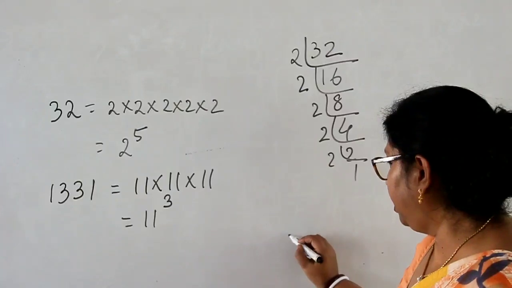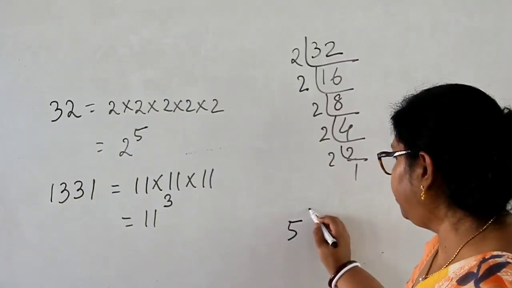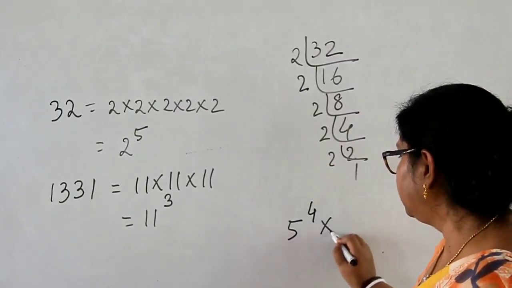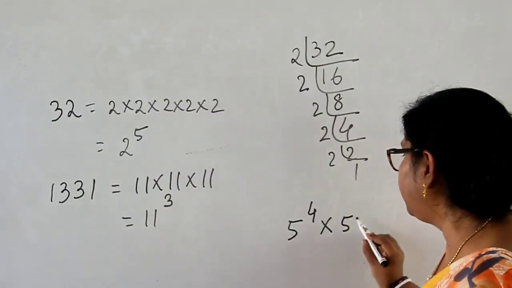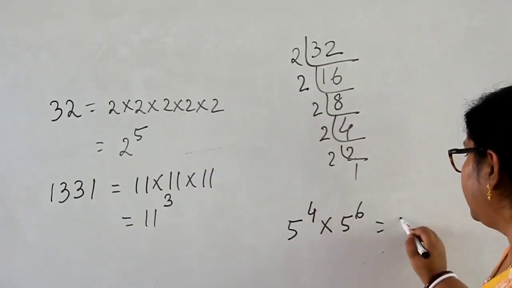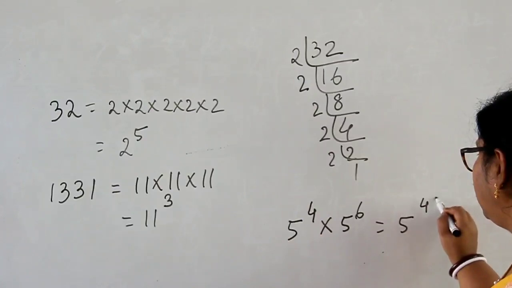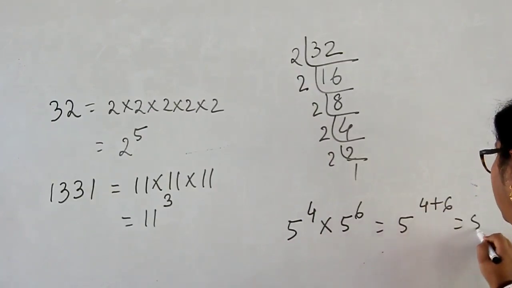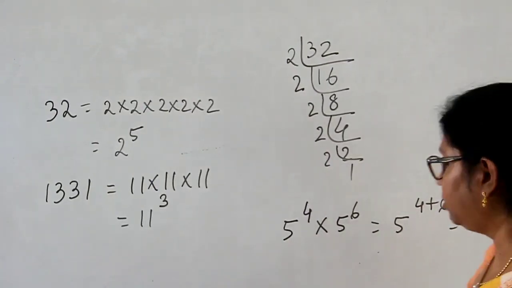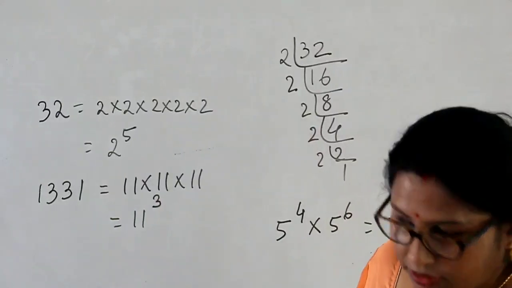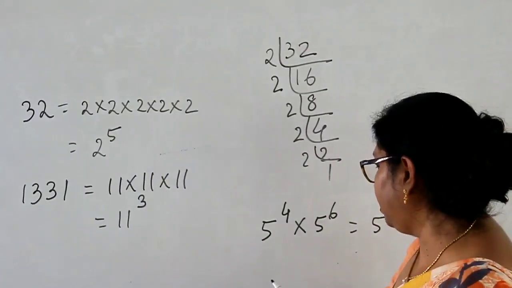Suppose we are given 5 to the power 4 multiplied with 5 to the power 6. Then obviously we are going to get 5 to the power 4 plus 6, which is going to give you 5 to the power 10. Similarly, what about negative numbers?